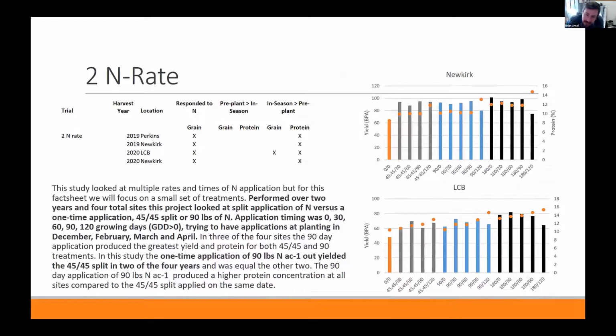Now I'm going to break down and talk a little bit about each study. I like to break down and talk about what we learned in each study. So this is the N rate study, using ammonium nitrate because we want to look at source, and we'll get to that later. I don't want to care about source. I want to look at the crop's ability. We had multiple rates. We had a split application of 45-45 versus a one-time shot of 90 versus a one-time shot of 180 pounds of N.